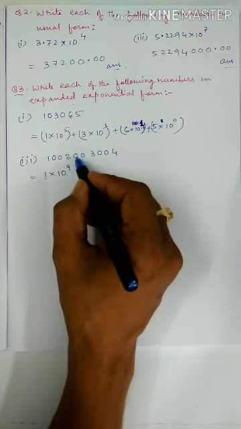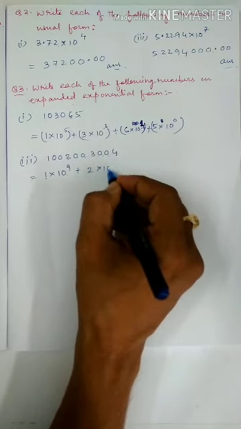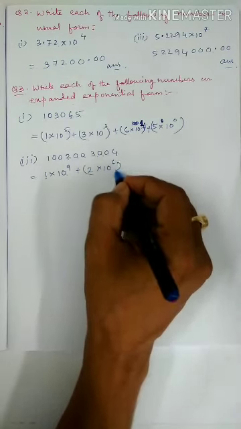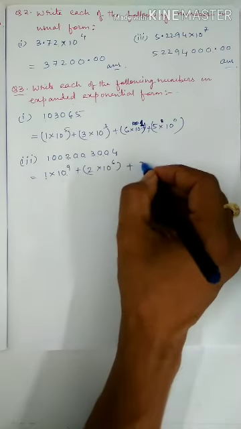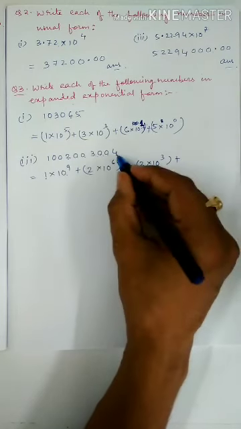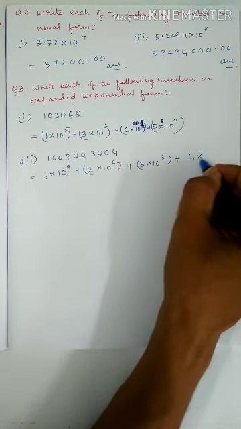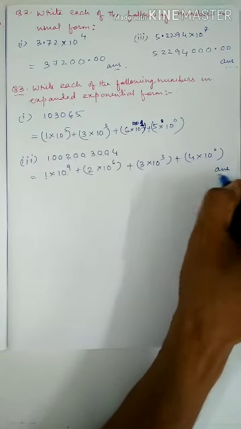After 2, how many places are there? 1, 2, 3, 4, 5, 6. So 2 into 10 to the power 6. Plus after 3, 1, 2, 3. So 3 into 10 to the power 3. Now after 4, no number. So we will write 4 into 10 to the power 0. This will be our answer.